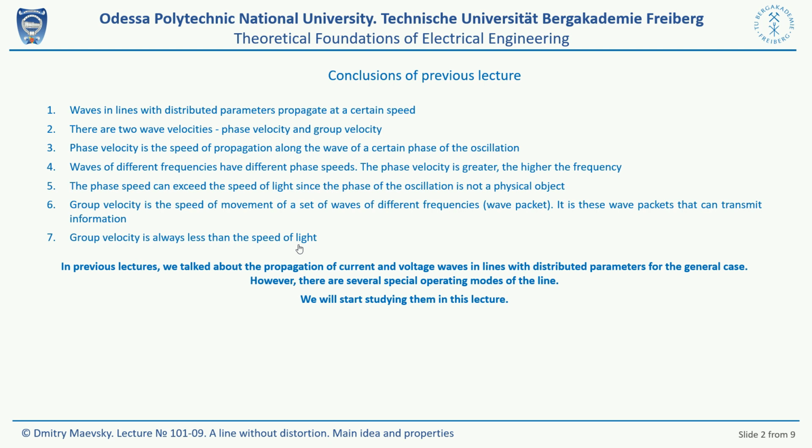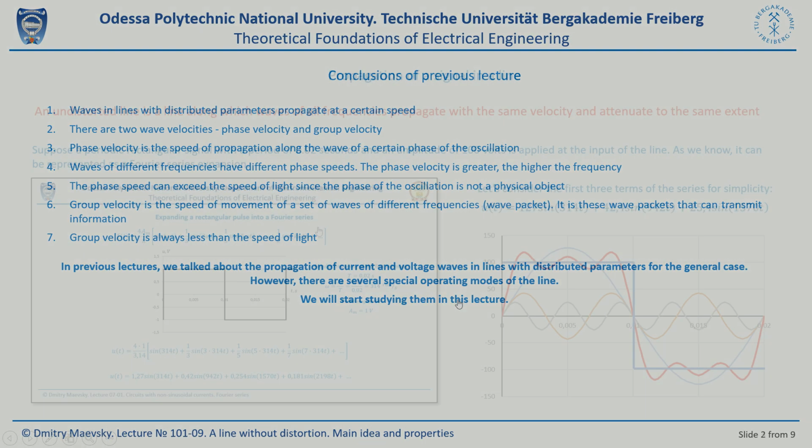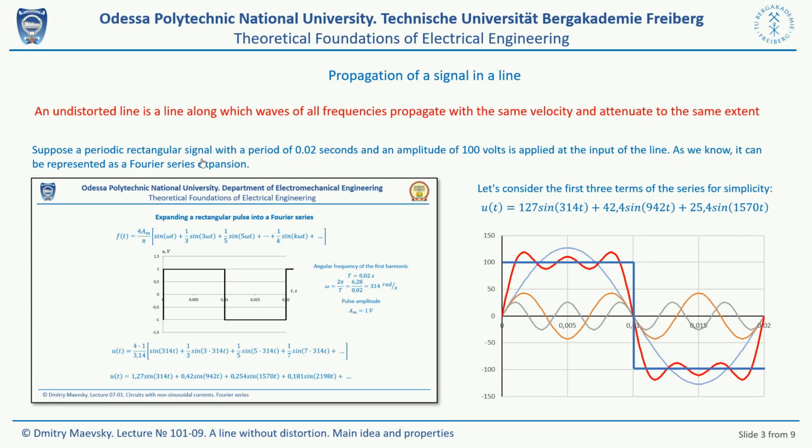The study of these distortions and their clarification will be the subject of this lecture. Let's assume that the input signal on the line is a series of rectangular pulses with an amplitude of 100 volts and a period of 1/200th of a second. We know that this signal can be decomposed into a Fourier series using the formula provided here.